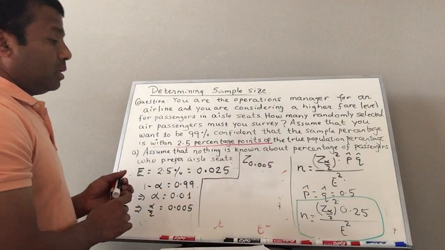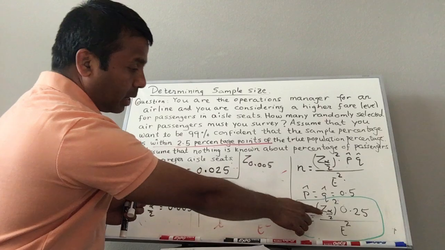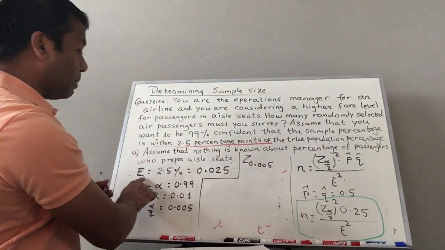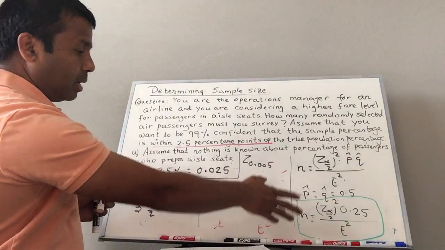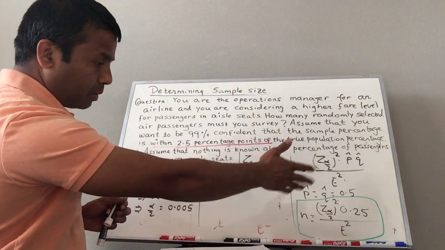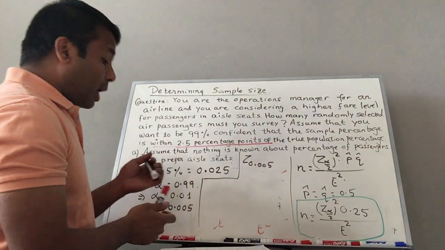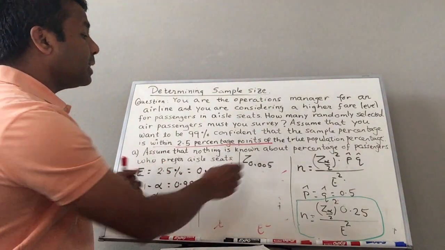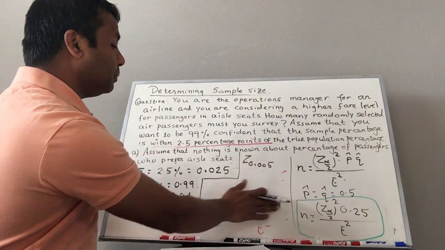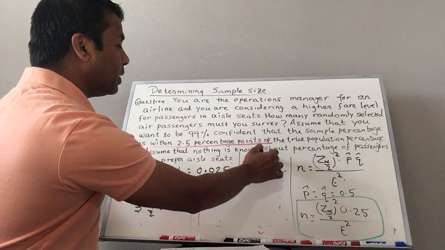Okay, so if you know the value of this, you can plug in here, and you already knew the margin of error, right? And you can just calculate the value of n. Okay, so now what is this? So you need this value, right?